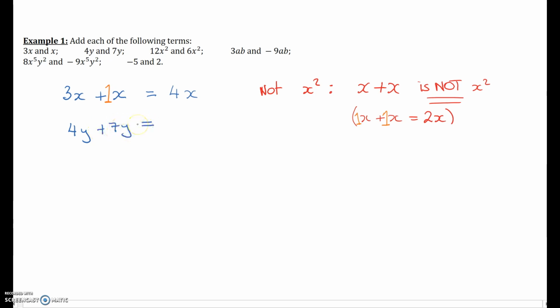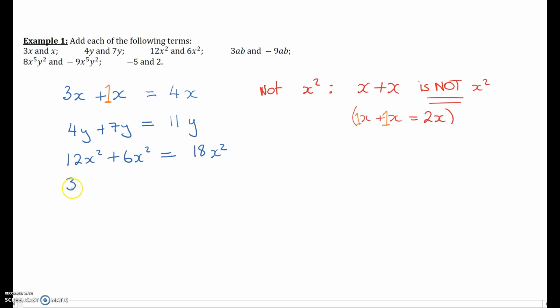Well, 4y plus 7y, they're like terms, so your answer is just going to be a y, and just add the numbers. 4 and 7 is 11. Next one is 12x squared plus 6x squared. It's x squareds and x squareds, same letter, same power, so we can add them, and the answer will also be x squareds. 12 plus 6 is 18x squared.